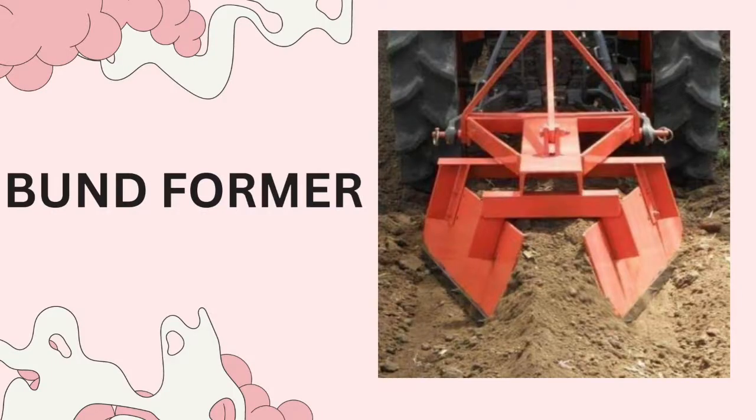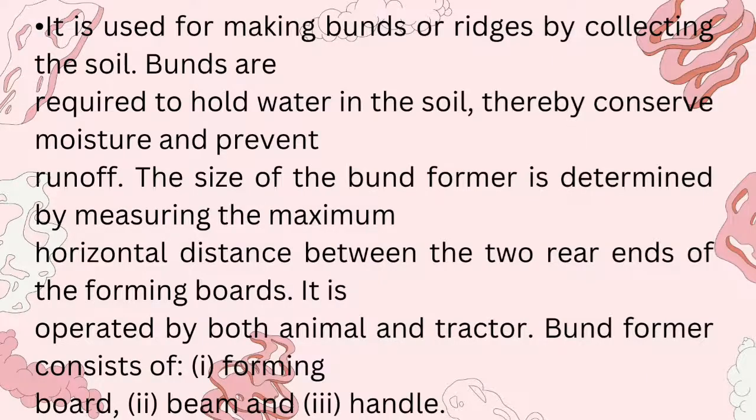Band former is used for making bands or ridges by collecting the soil. Bands are required to hold water in the soil, thereby conserving moisture and preventing runoff. The size of the band former is determined by measuring the maximum horizontal distance between the two rear ends of the forming boards. It is operated by both animal and tractor.